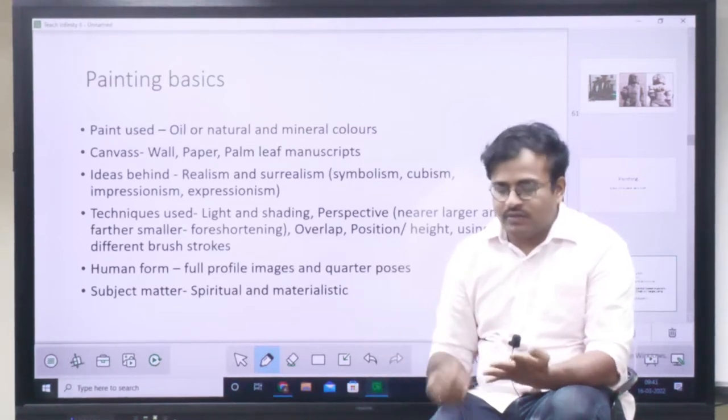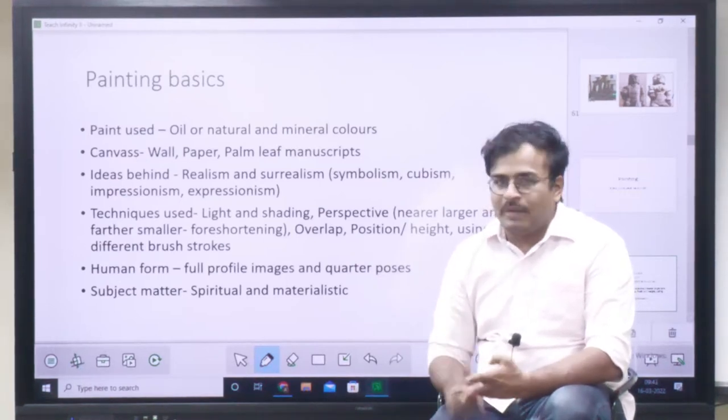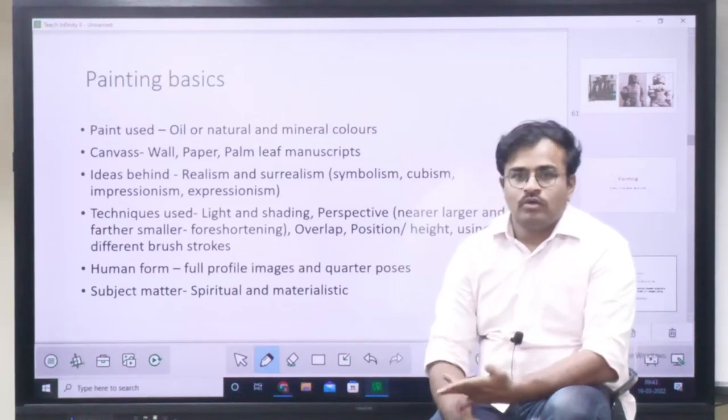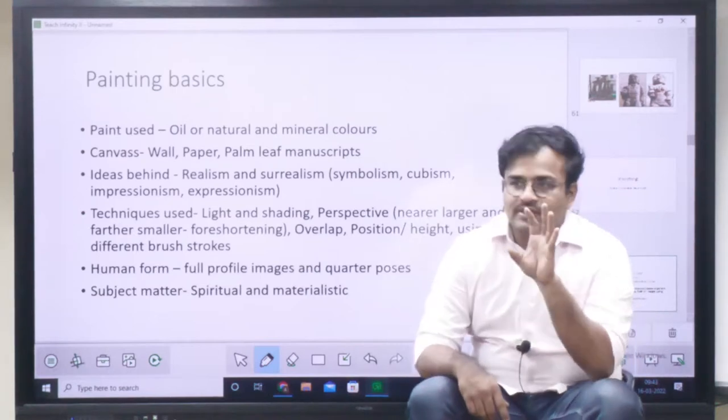So there are different kinds of canvas. First, walls. Second is birch bark. Third is palm leaf. The fourth is paper, and cloth. Five different types of canvas are there. So this is canvas first.